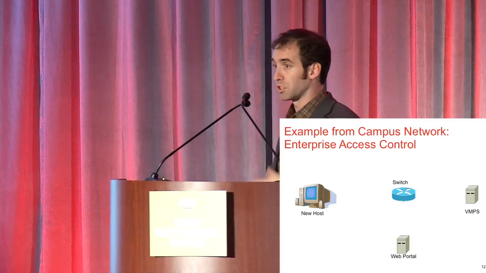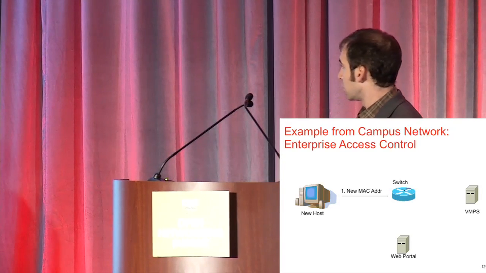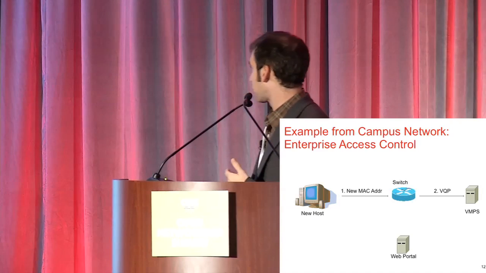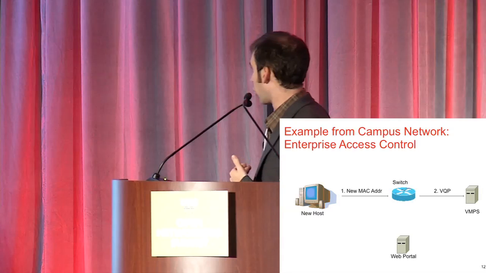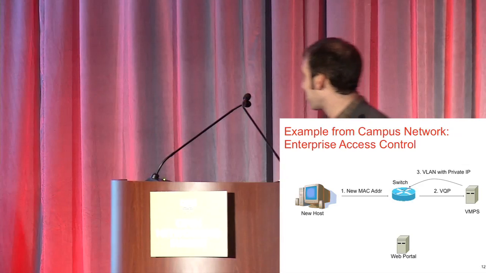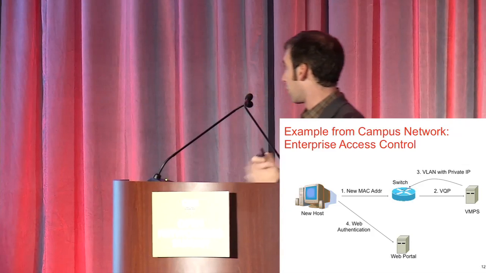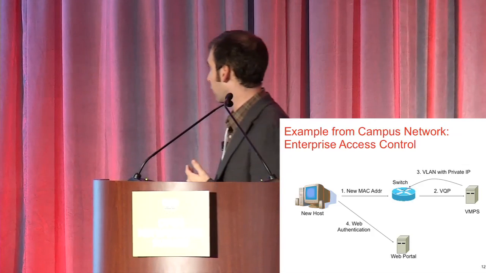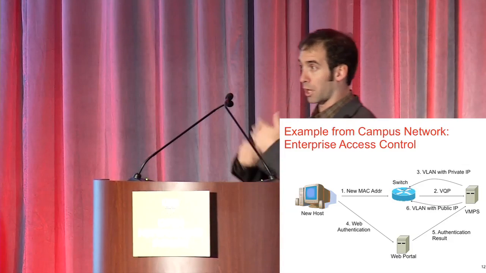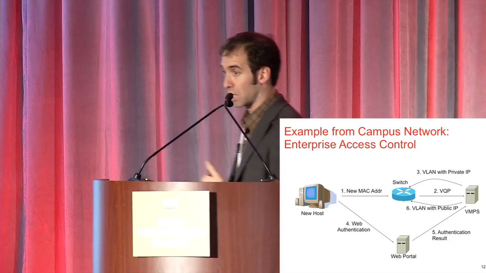So briefly, just to give you a flavor, this is how things work. As I mentioned, if you were at the last summit, you saw this. But just to remind you, this is how access control works in today's campus network. A host shows up with a new MAC address. The VMPS figures out, OK, I haven't seen this host before. Let's put it on a VLAN with a private IP. See how complicated it is? At that point, the host can only get to a web authentication portal. If the authentication succeeds, the VMPS reassigns that host to a public VLAN where it can get out to the wild woolly internet. Of course, this doesn't fully work because the host actually has to get its IP address reassigned.